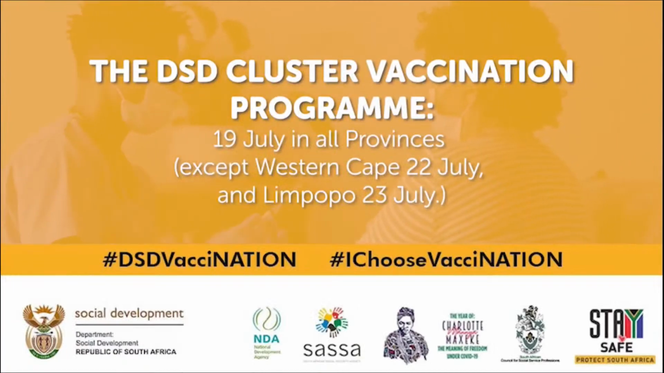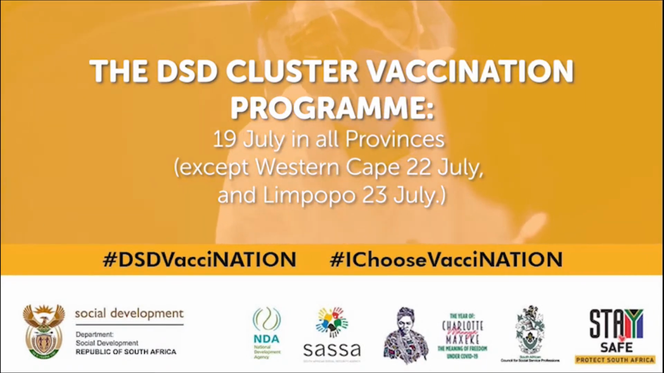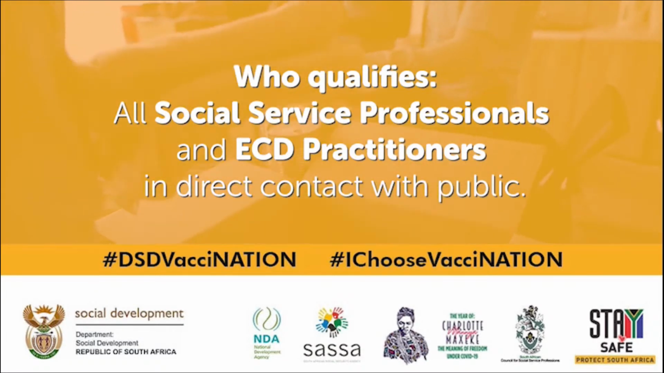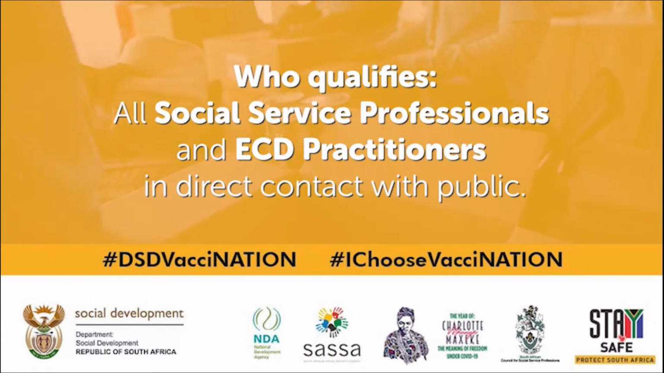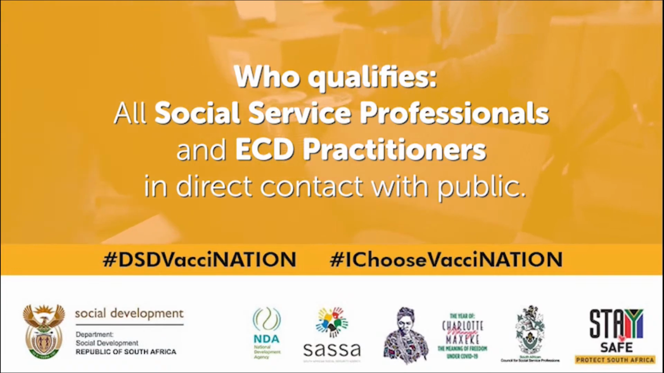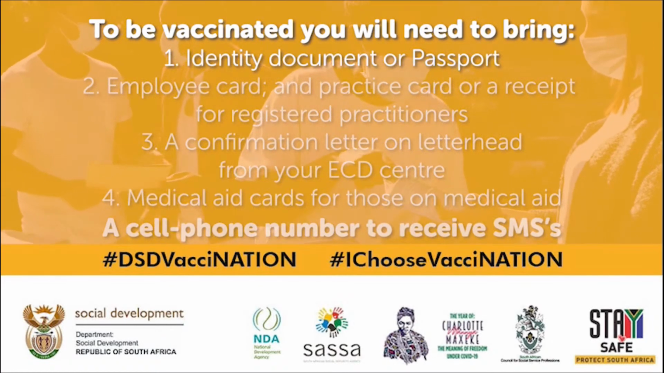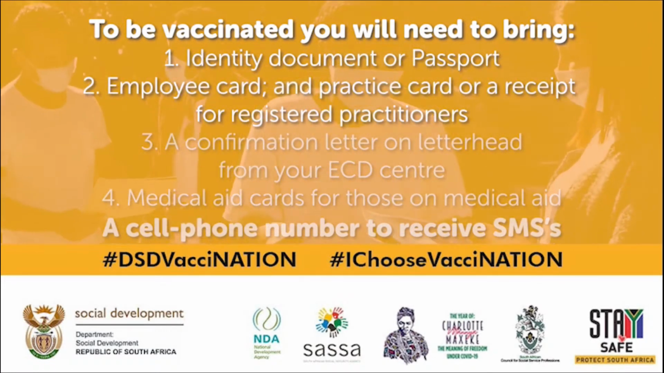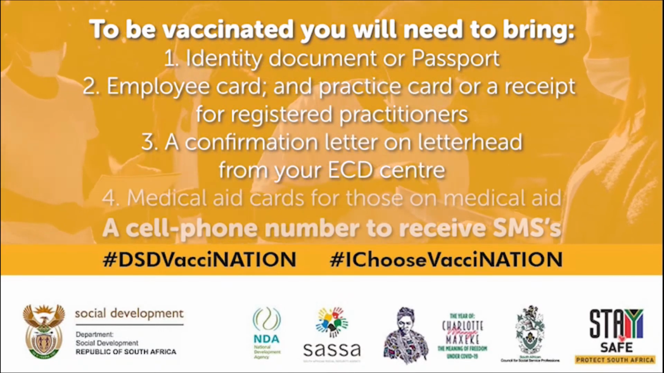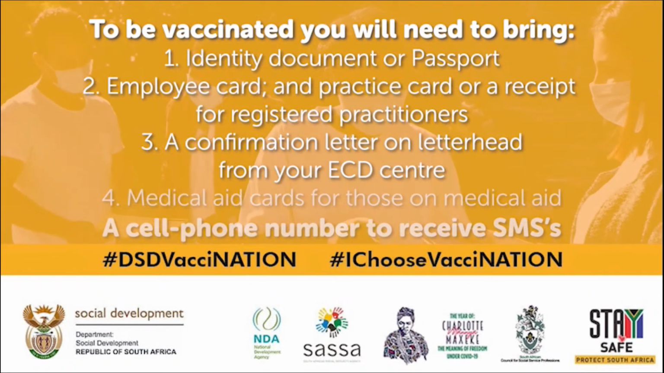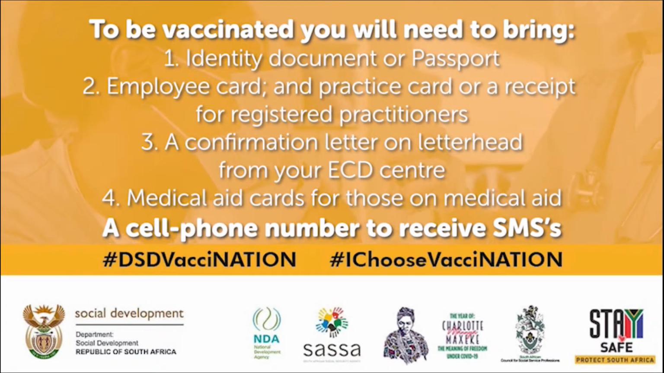And now it's time for the country to care for you, to help keep you and your loved ones safe through vaccination. If you work in the social service sector and are registered with the South African Council for Social Service Professions, you will be preloaded onto the EVDS system. To be vaccinated, you will need to bring your SA identity document or passport, your employee card and practice card, or a receipt for registered practitioners, a confirmation letter on letterhead from your ECD center for ECD practitioners, medical aid cards for those on medical aid, and a cell phone number to receive SMSs.